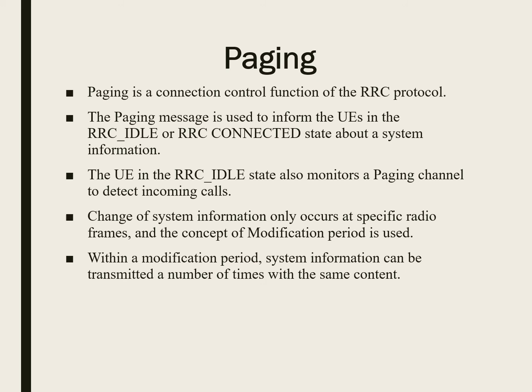Change of system information only occurs at specific radio frames, and the concept of modification period is used. Within a modification period, the system information can be transmitted a number of times with the same content.